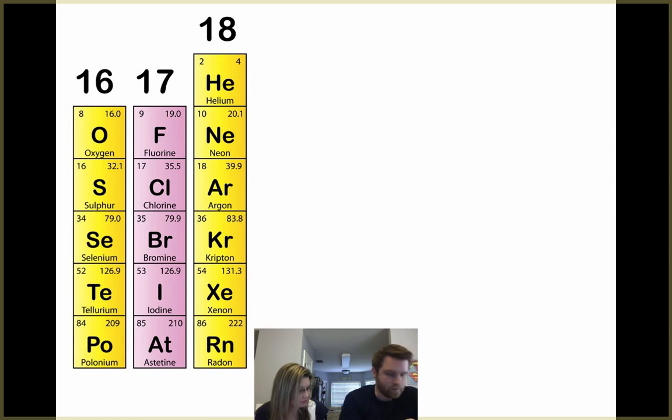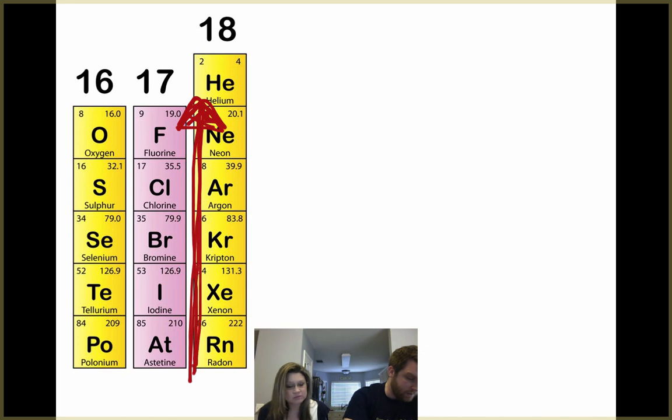Let's talk about one more thing, and that is the activity series of halogens. The halogens, remember, are group 17 right here, and how do we know which one is more reactive? The trend is going up. Fluorine would be more reactive than chlorine. So fluorine is the most reactive. It would replace chlorine, bromine, iodine, and those types of things.